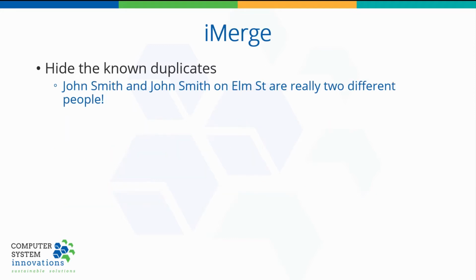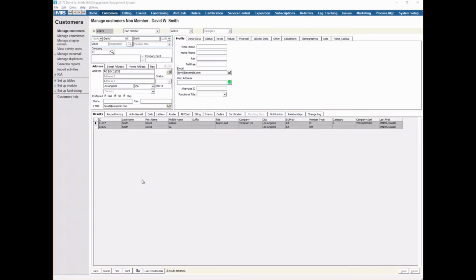So that's pretty cool. And you can hide the known duplicates. So if you have two John Smiths, they both live on Elm Street, you can hide those. They'll never come up again. So let's go ahead and take a look at what it can do. So let's see iMerge in action.